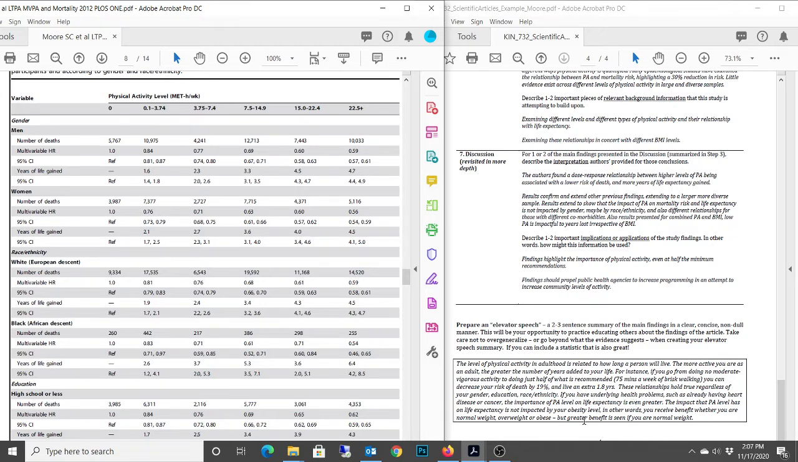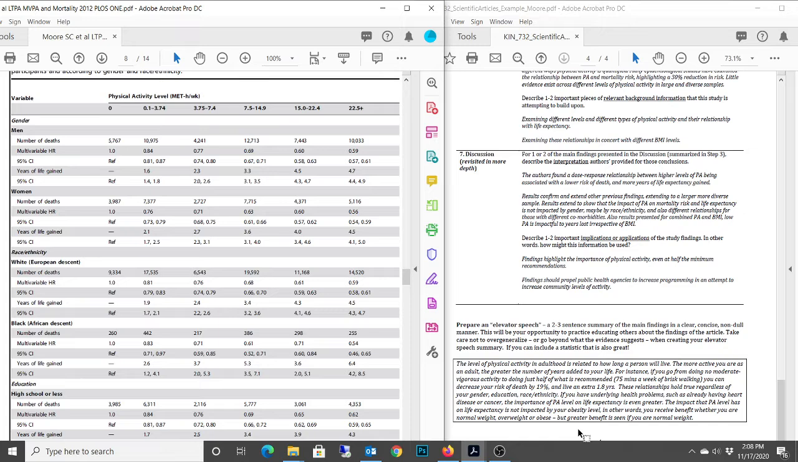So here's my take. The level of physical activity in adulthood is related to how long a person will live. The more active you are as an adult, the greater the number of years added to your life. For instance, if you go from doing no moderate to vigorous activity to doing just half of what is recommended, and that's 75 minutes a week of brisk walking, you can decrease your risk of death by 19% and live an extra 1.8 years. Note, that's from Table 3.